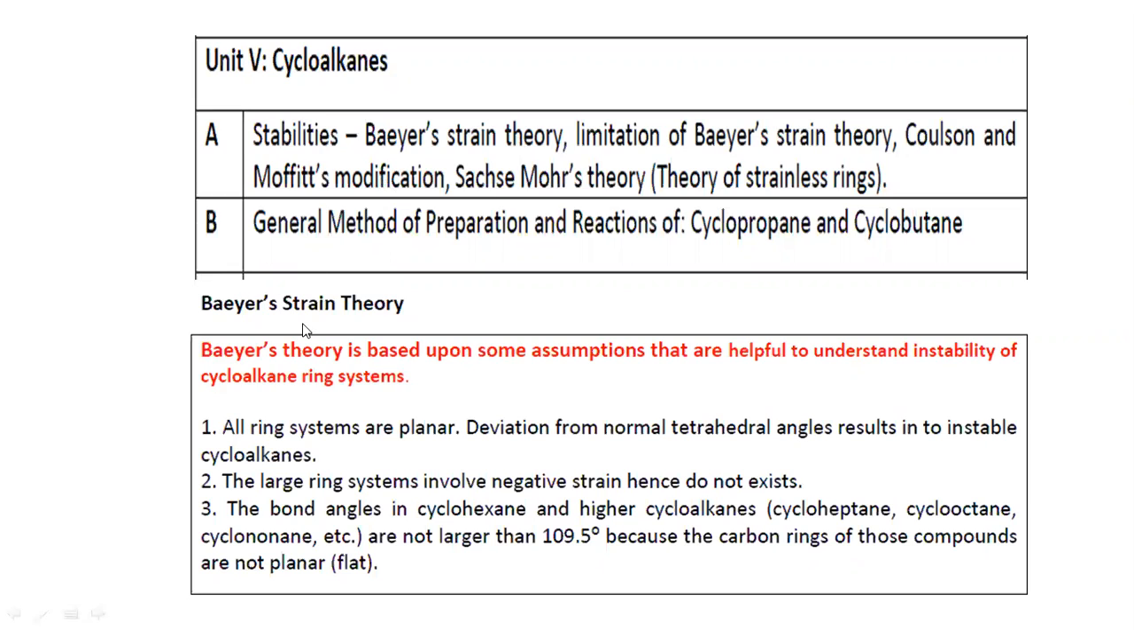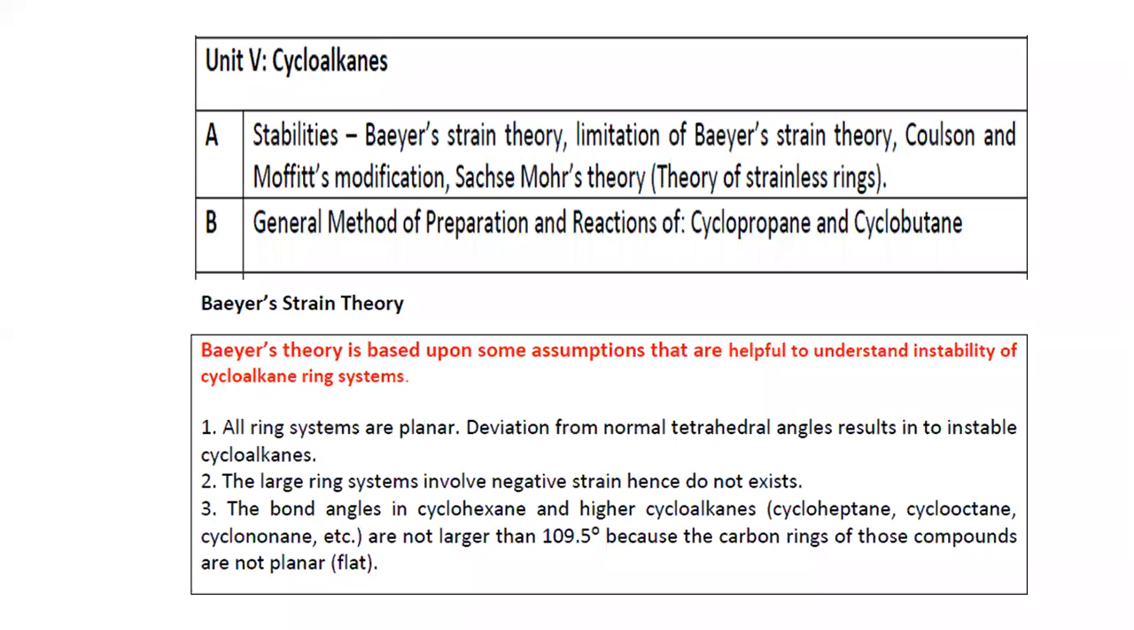Now, what is this theory actually? Bayer's theory is based upon some assumptions, some postulates. They are helpful to understand the instability of the cycloalkane ring system. When we compare a ring, that is a cycloalkane, with an alkane, cycloalkanes are unstable when compared with the alkanes. So what is the reason?